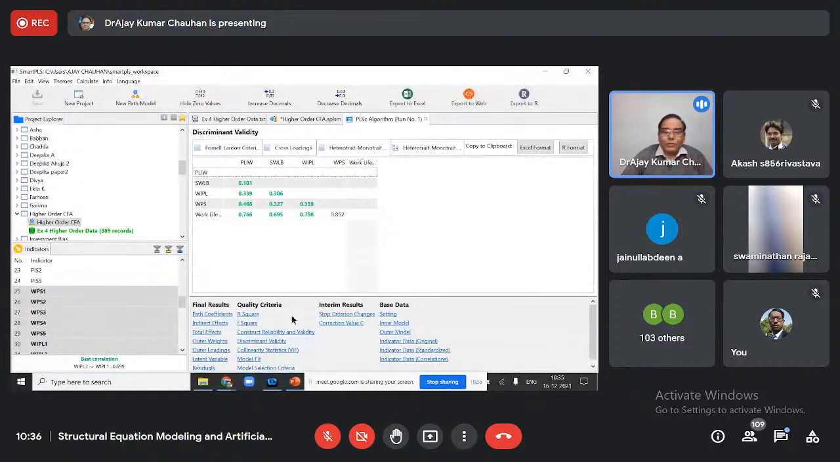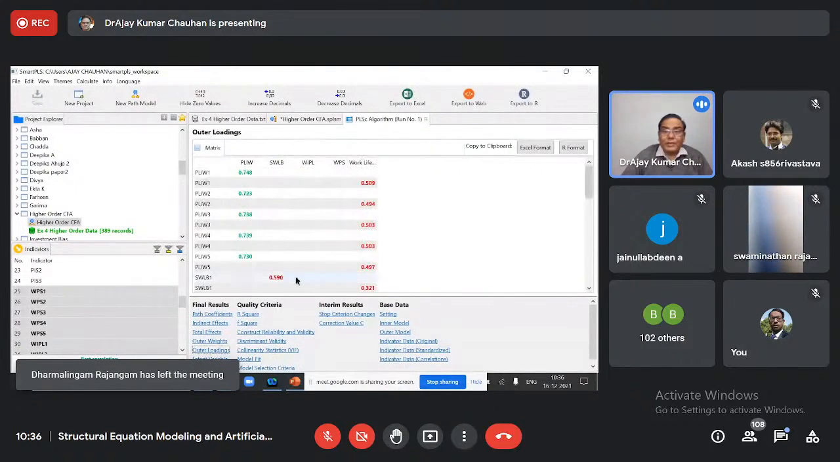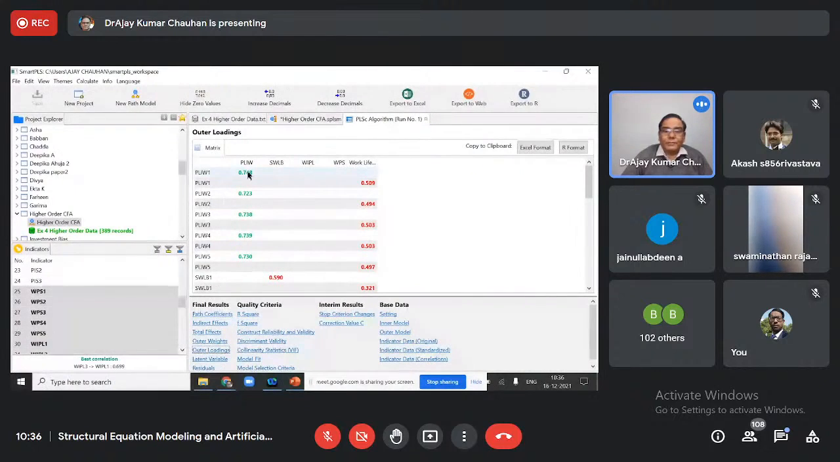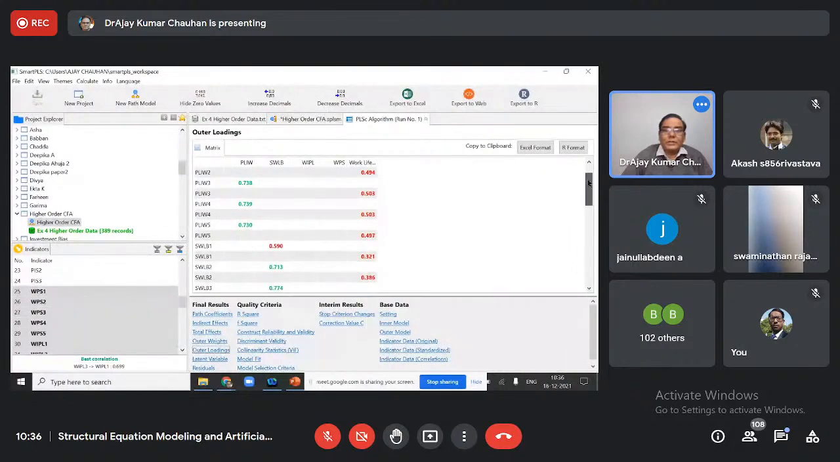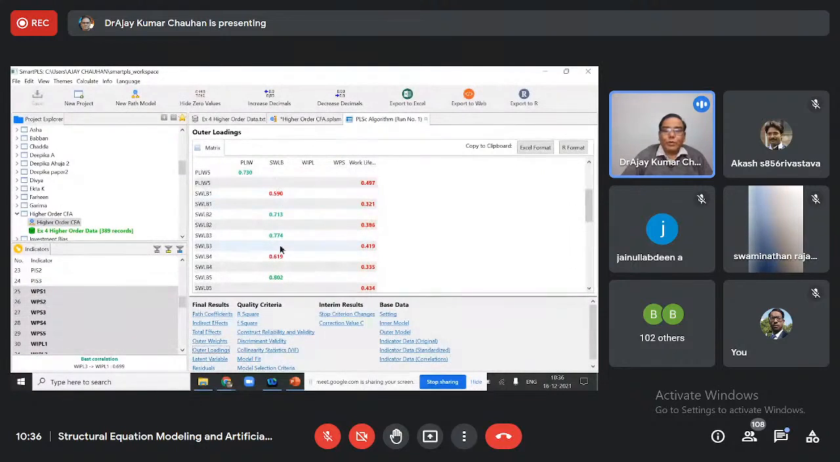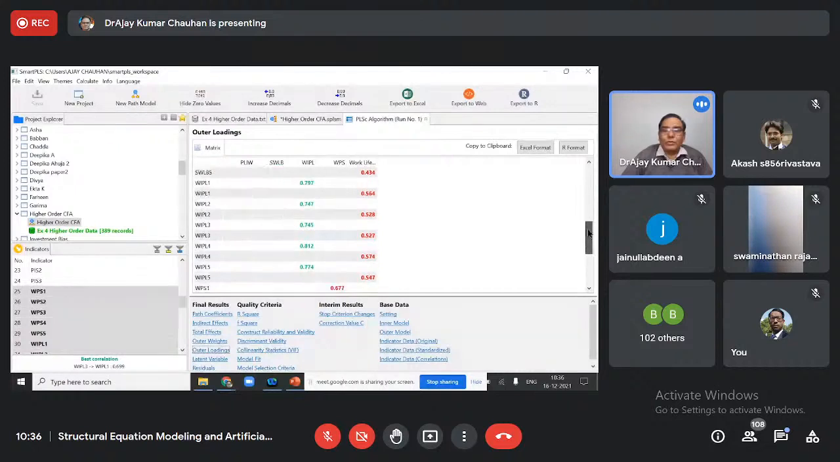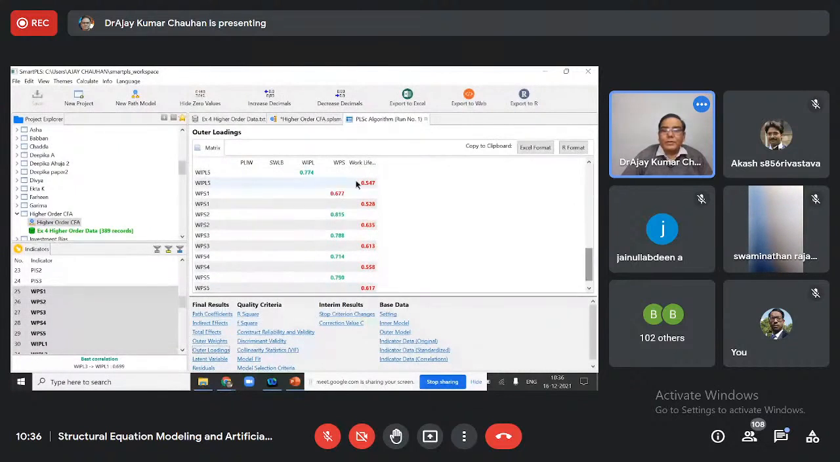So all the values come in the quality criteria. Reliability and validity you can see from here. Discriminant validity you can see from here. Collinearity statistics are analyzed from here, and outer loading can be analyzed from this. So PLIW is all green. Then there is some problem in the construct loading also. This is all green, only one red. So we are having a problem in the work-life balance.